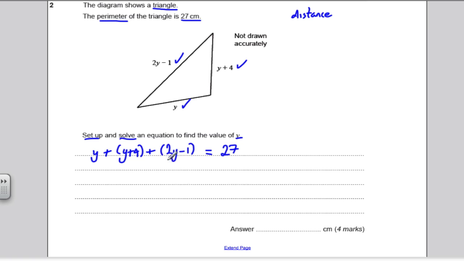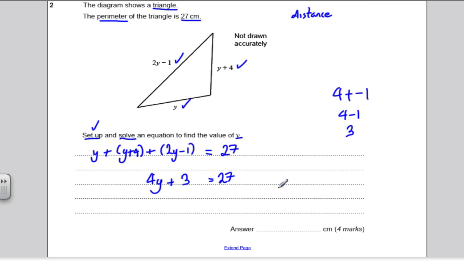We should obviously collect like terms and tidy up a bit. We've got 1y plus another y is 2y, plus another 2y is 4y. And then we've got no number here. We've got 4 plus minus 1, which is the same as 4 minus 1, which is 3. So this adds up to 4y plus 3 is equal to 27. Okay, we've set up our equation in simplified form. We now go ahead and solve it.